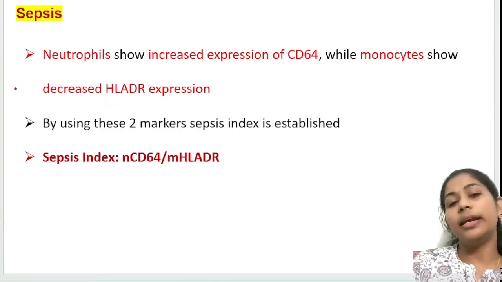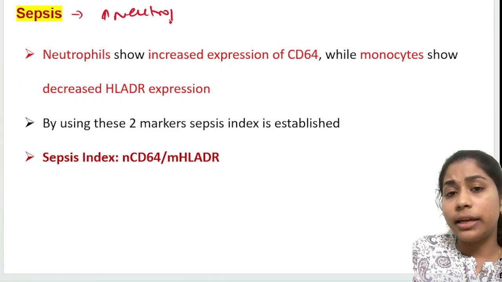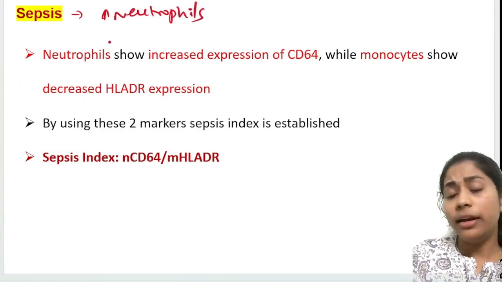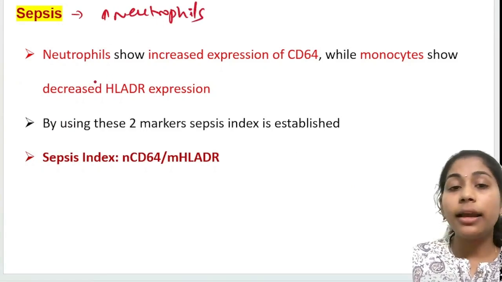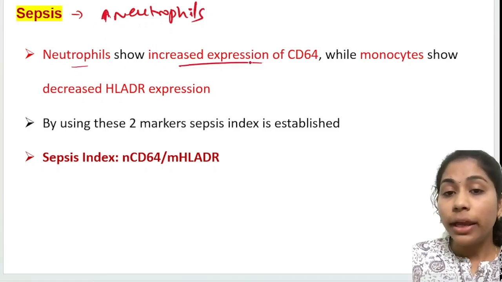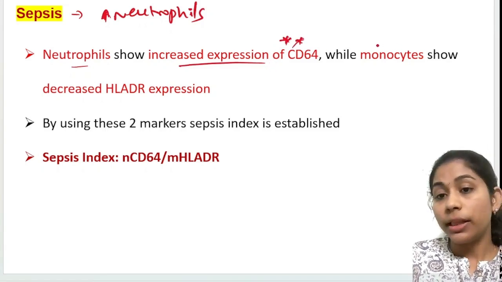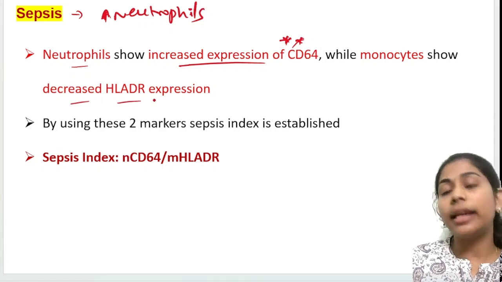Then sepsis. Sepsis is because of infections. We all know in sepsis the neutrophils increase, right? There will be neutrophilia. But there are also changes in the expression of these neutrophils. The neutrophils in sepsis show increased expression of the CD64 marker. And one more thing, the monocytes show decreased HLA-DR expression.